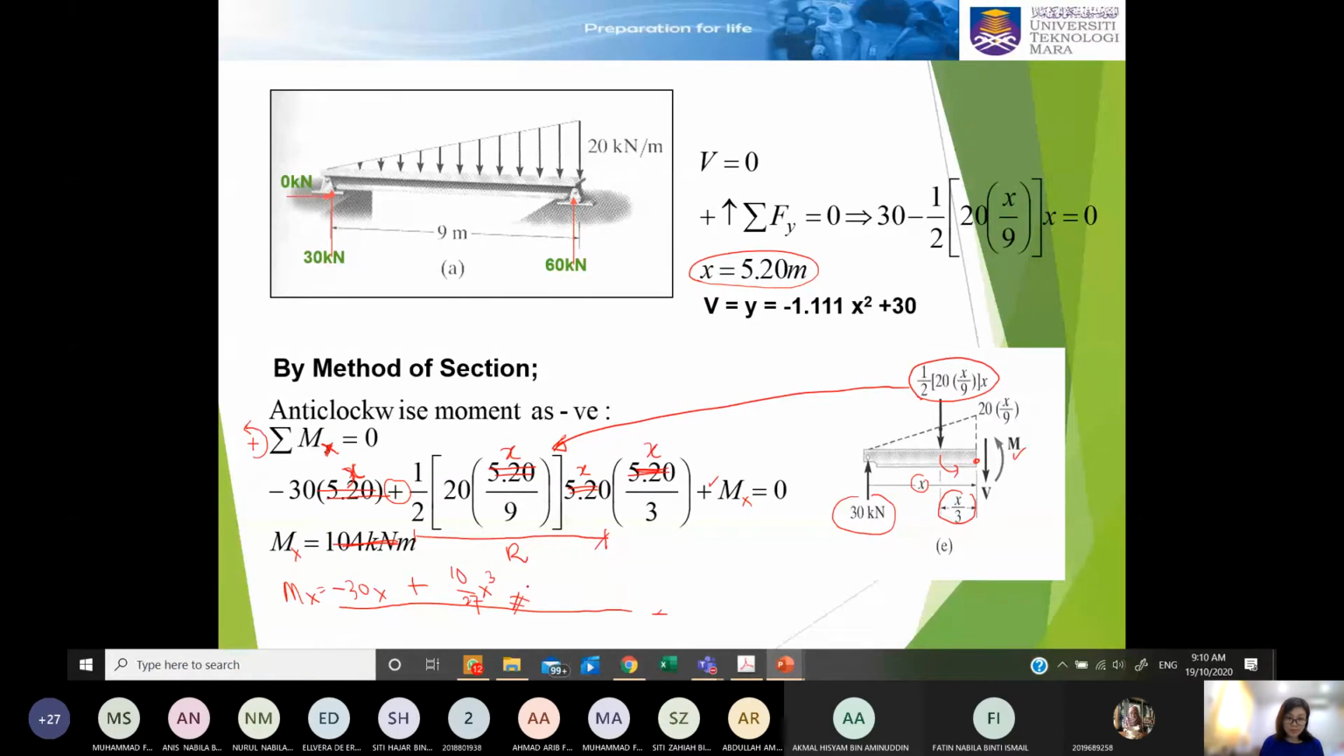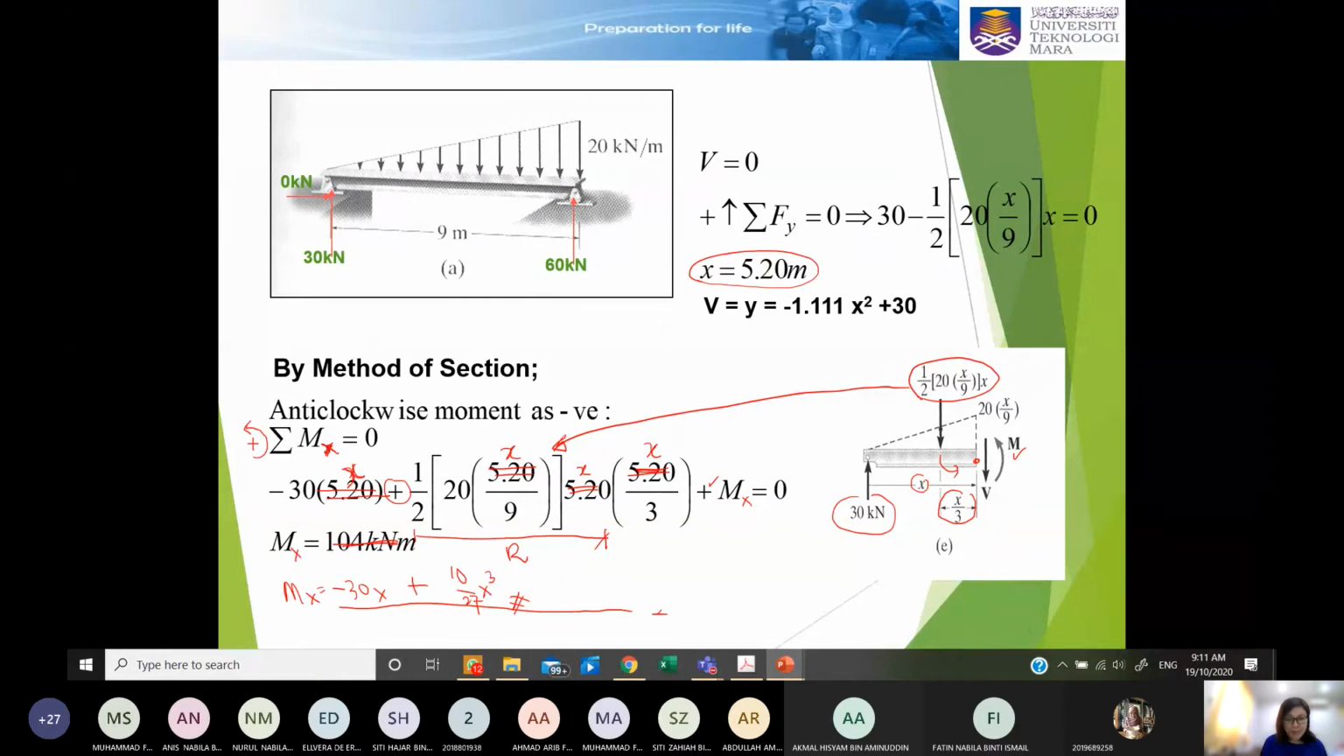Can you check whether I'm doing it correctly? My calculator. Yes, madam, yes. Okay, thank you.